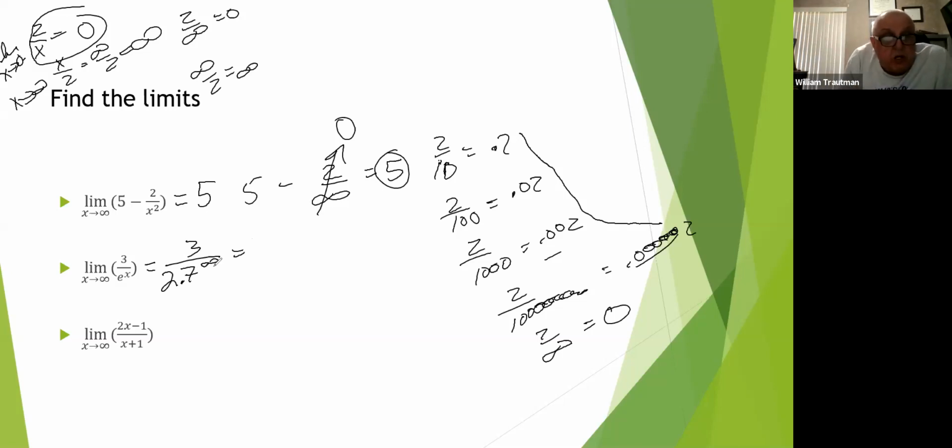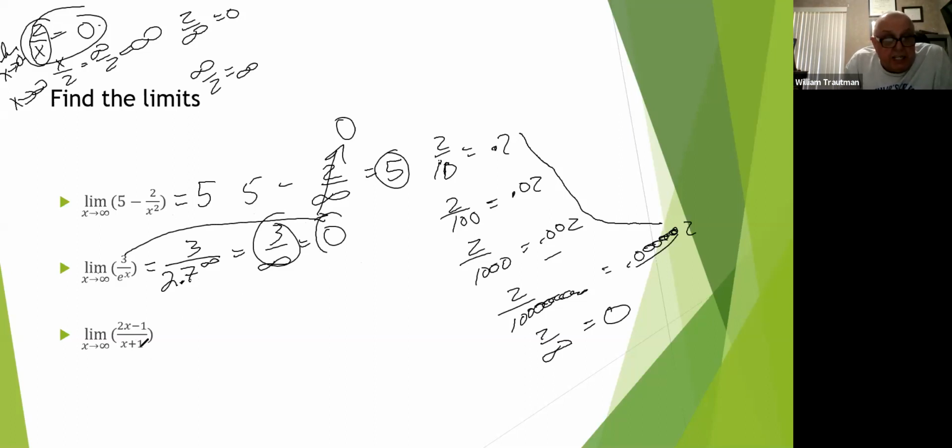Do you see? Any number greater than 1, by the way, not a fraction smaller than 1, raised to the infinity power gets larger and larger. So this is really 3 over infinity, and 3 over infinity is 0. We already talked about that. 2 over infinity is 0. 3 over infinity is 0. So the limit of this equals 0.